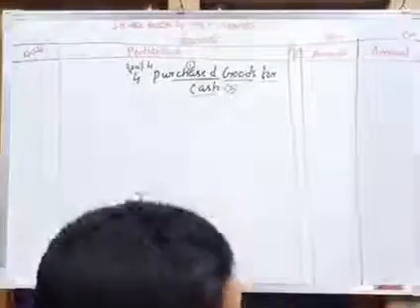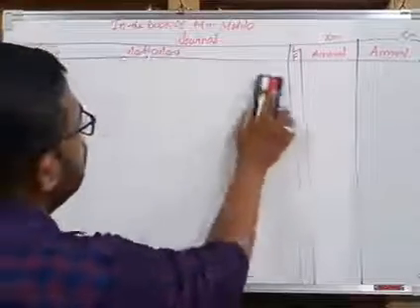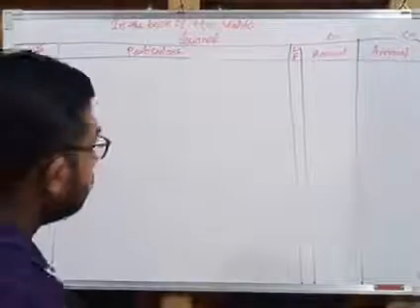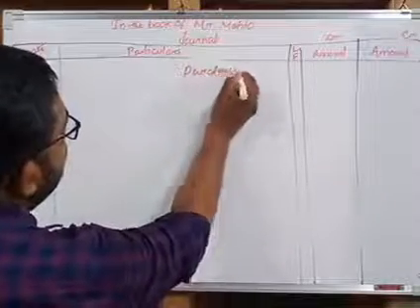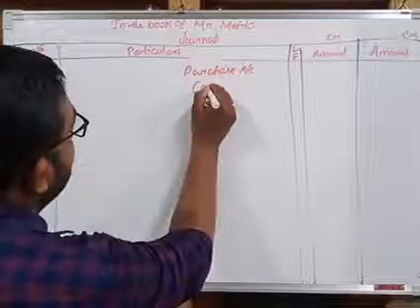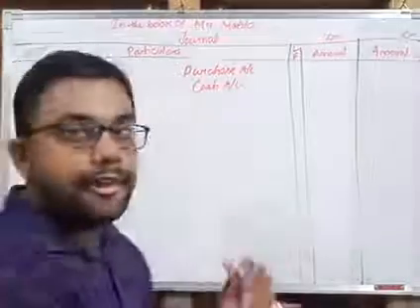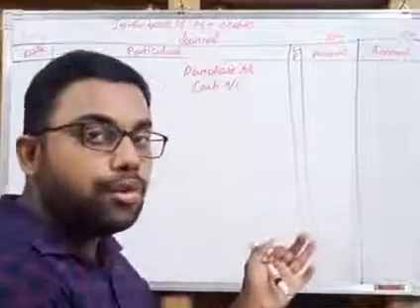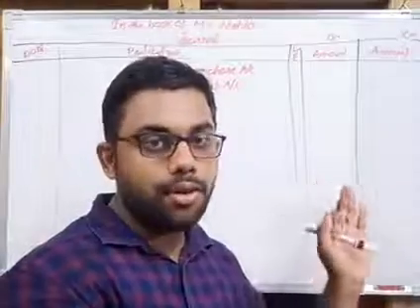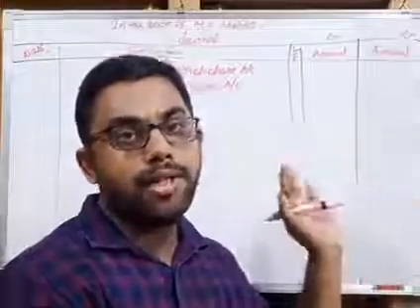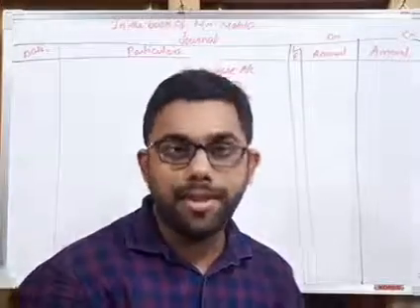One is purchase account, another is cash account. Okay, these are the two accounts which are affected by the transaction. Now we have to find what type of account it is, whether it is a personal account, a real account, or a nominal account. Okay, then we will apply the golden rule of debit and credit.